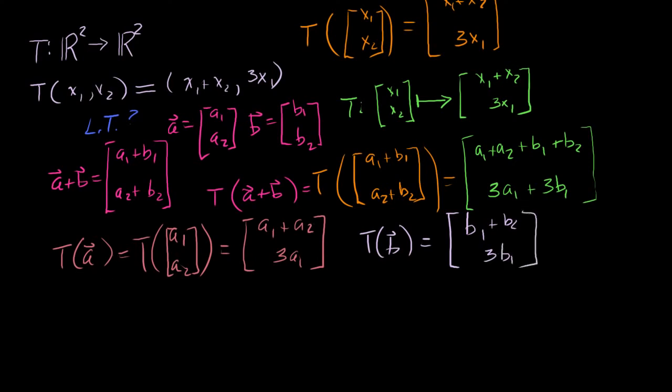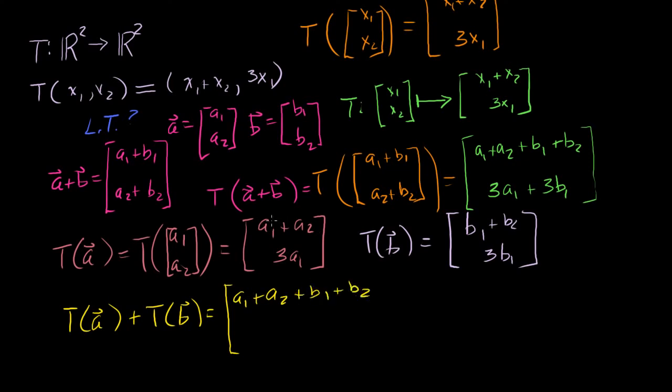Now, what is the transformation of vector a plus the transformation of vector b? What's this vector plus that vector? And what does that equal? Well, this is just pure vector addition. So we just add up their components. So it's a1 plus a2 plus b1 plus b2. That's just that component plus that component. The second component is 3a1, and we're going to add it to that second component. So it's 3a1 plus 3b1.